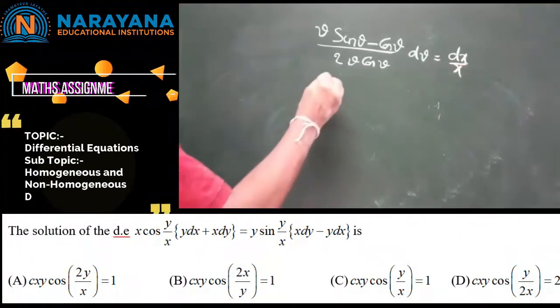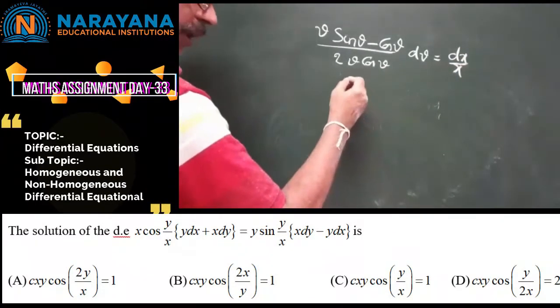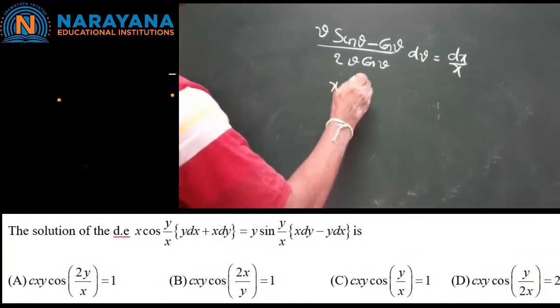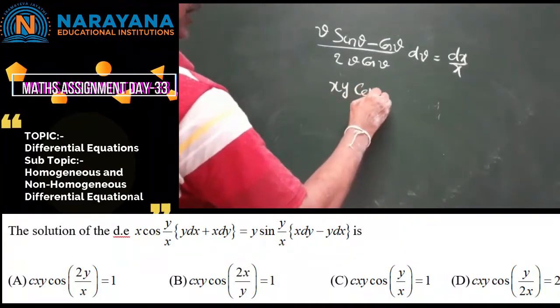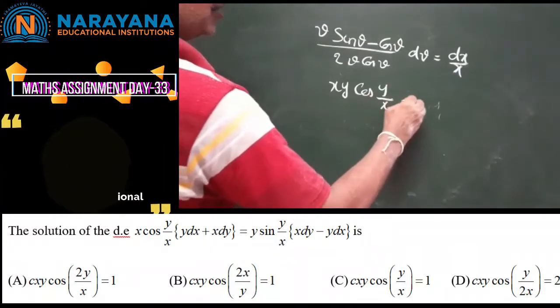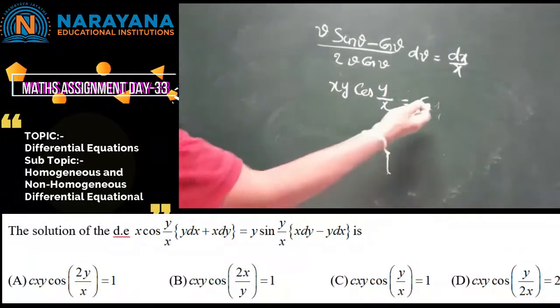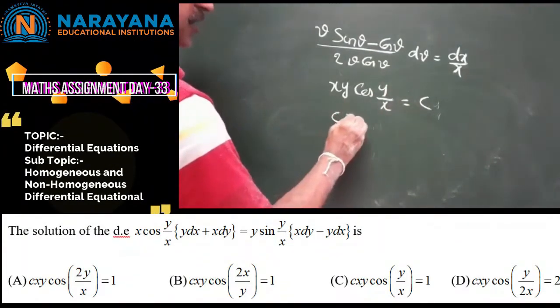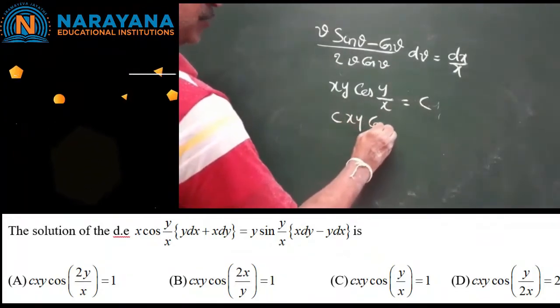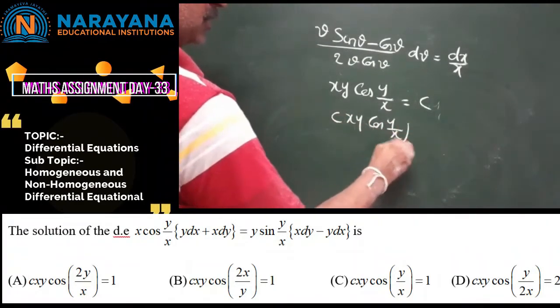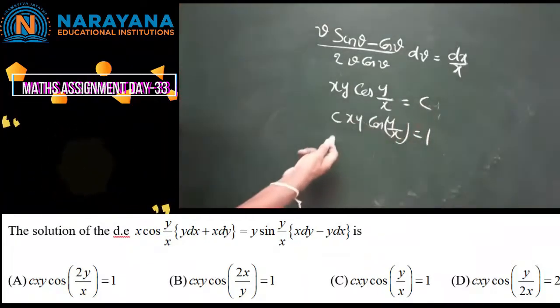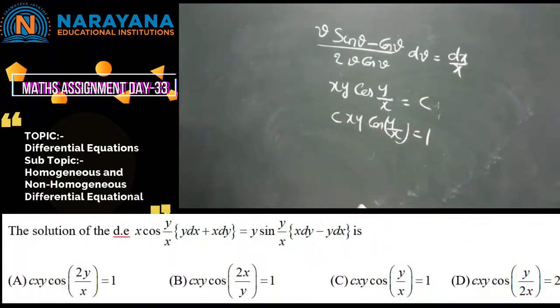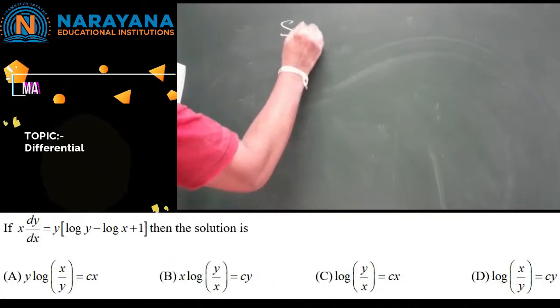After integrating and simplifying, we can get xy cos(y/x) equal to c. And after adjusting the constant, we can get cxy cos(y/x) is equal to 1, because this c can be written here as 1/c, and 1/c is again a constant. You can get the answer like this. Solution to problem 10.